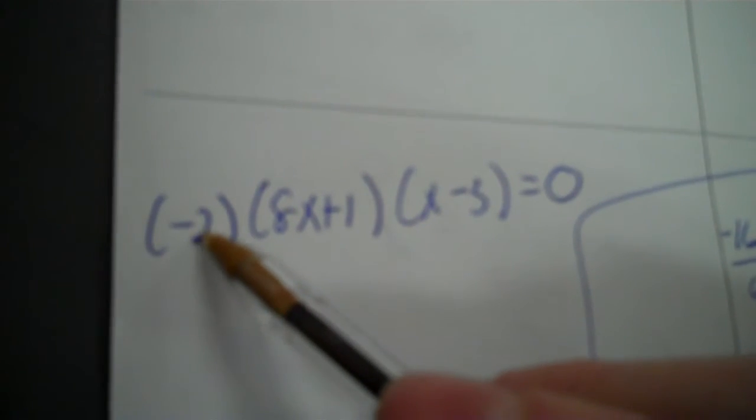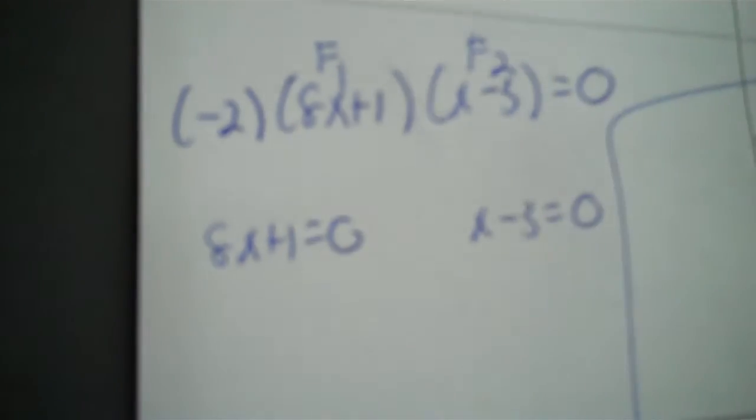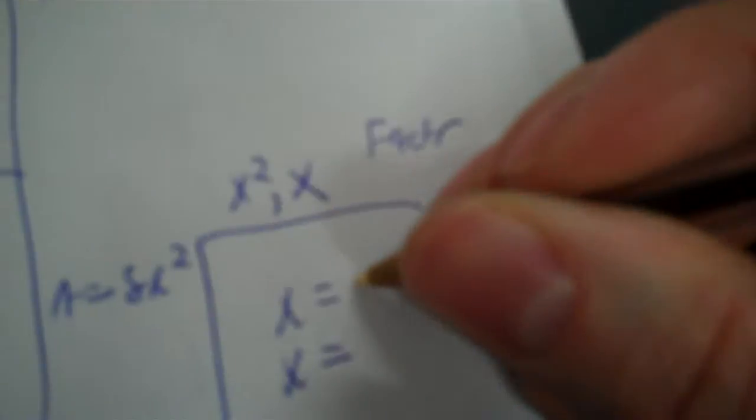Now you're probably wondering, what do I do now? I've never seen 3 of them. Does this have an x in this parentheses? No, so don't worry about it. Those are the 2 factors I use to get my answers. So 8x plus 1 could equal 0, or x minus 3 could equal 0. Minus 1, 8 times x equals negative 1, divide by 8, divide by 8. That's negative 1/8. So go put that here.